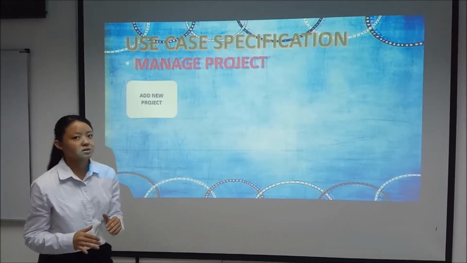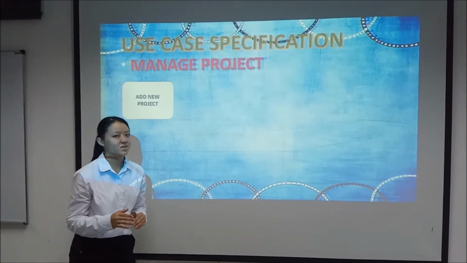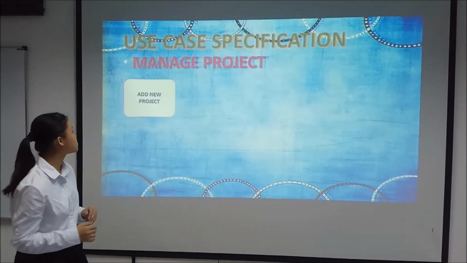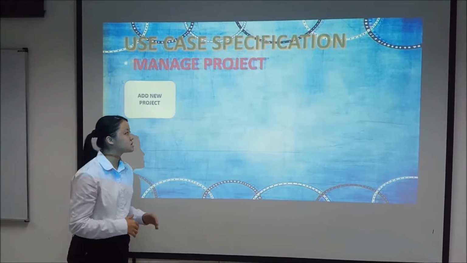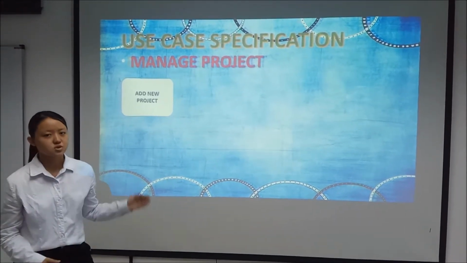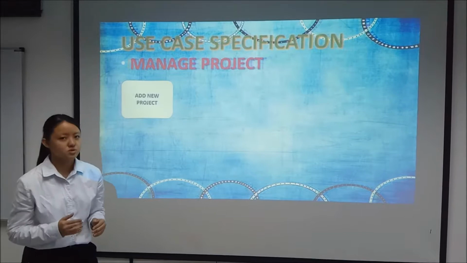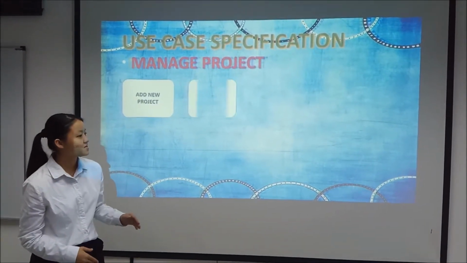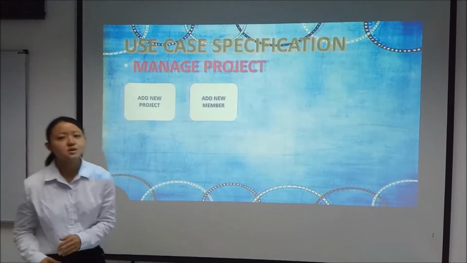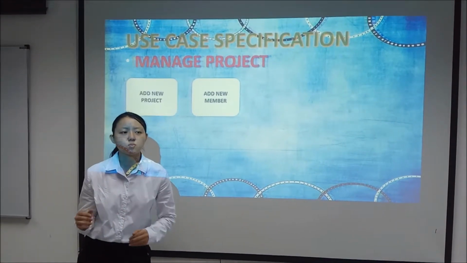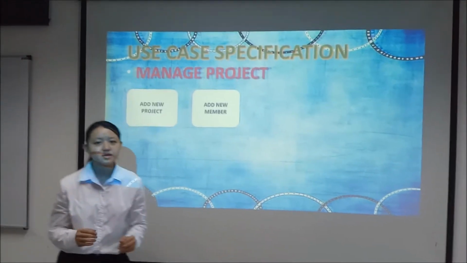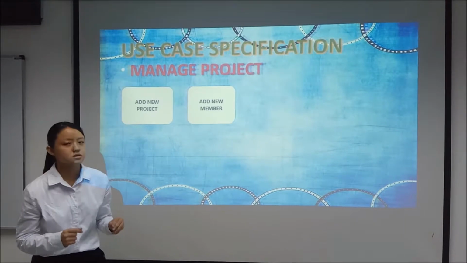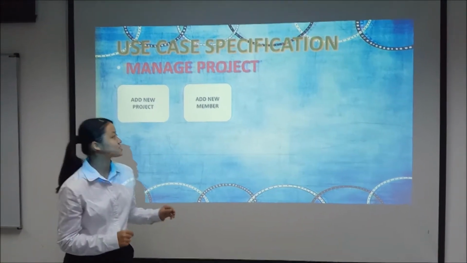In manage project, there are 10 functions, of which the first is add new project. The project manager can add a new project after registering and logging into the system. The second is add new member. After they add a new project, they can use the ID or email address of a member to add the member inside the system.